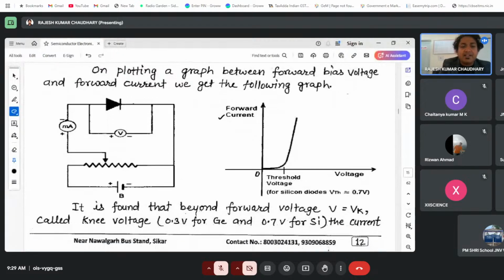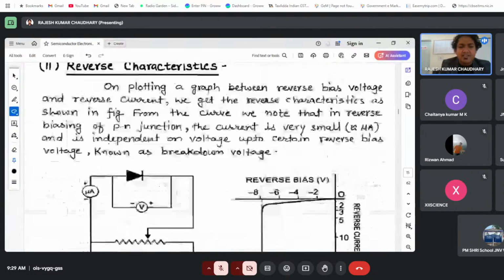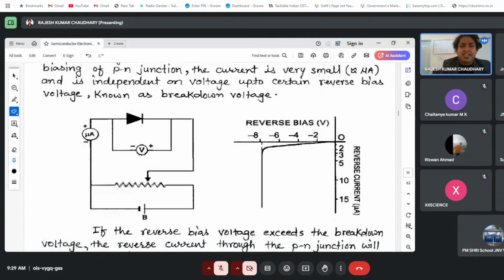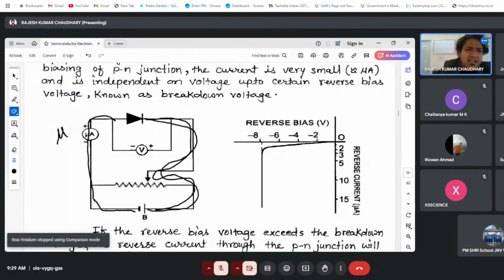Next one is what? Reverse characteristics. Okay, in reverse characteristics you can see that our p side is connected to the negative terminal, and the n side is connected to the positive terminal. And one more thing that you have to understand is that in reverse bias the current that we are getting is in microampere, and you know that micro is very much smaller than milli.